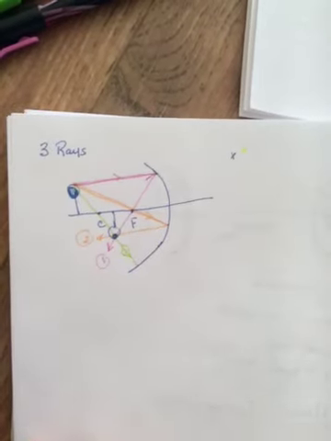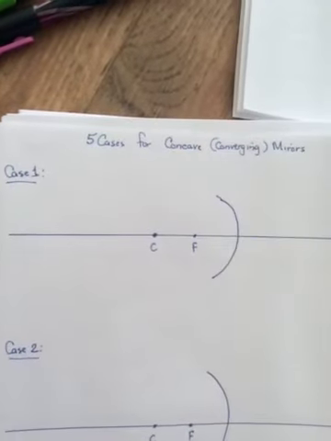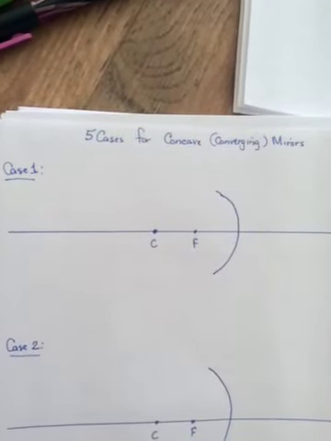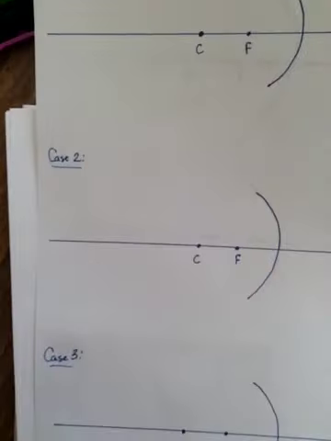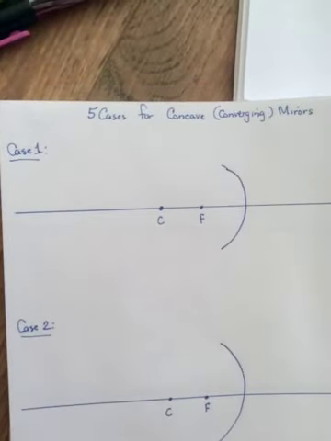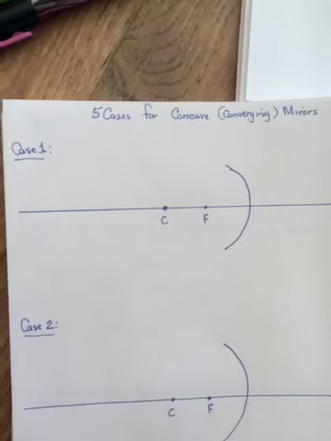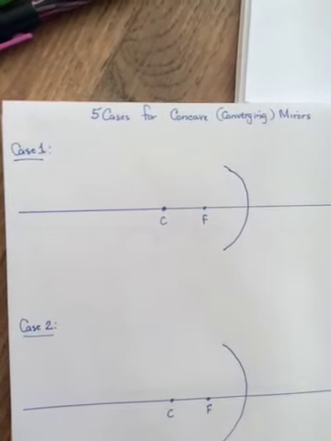Okay, so what I was attempting to say just before we ran out of time there was we're going to do 5 cases for converging or concave mirrors. And so I've already cheated and I've set my page up so that it will be easier for me to draw. You can always pause the video and do that. I can't because as soon as I pause the video, YouTube wants to upload it.